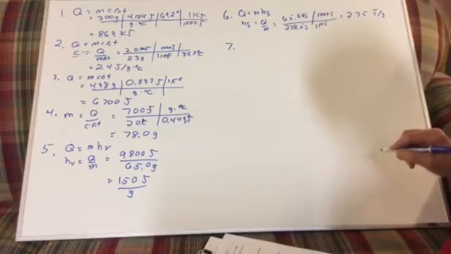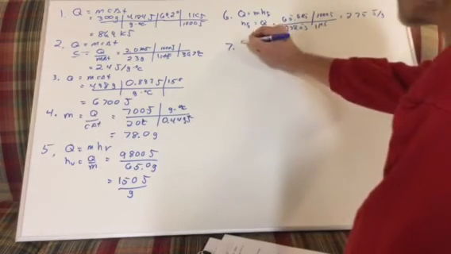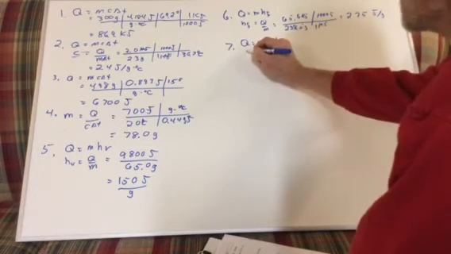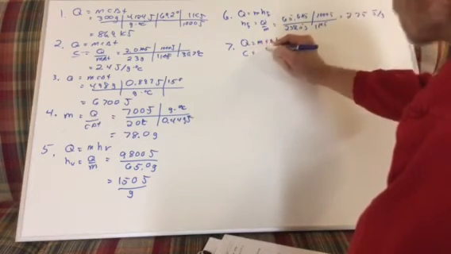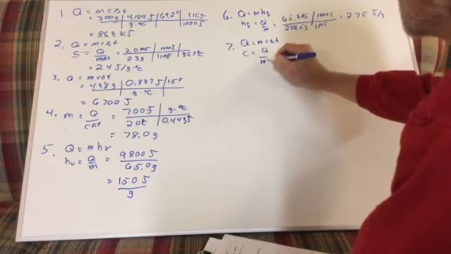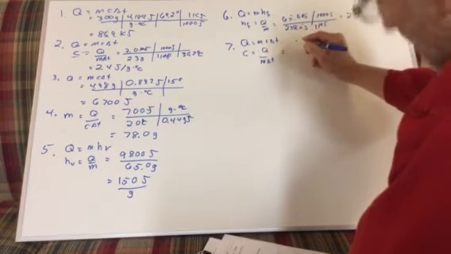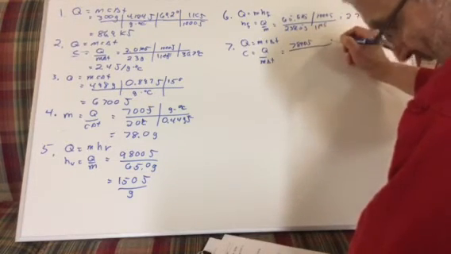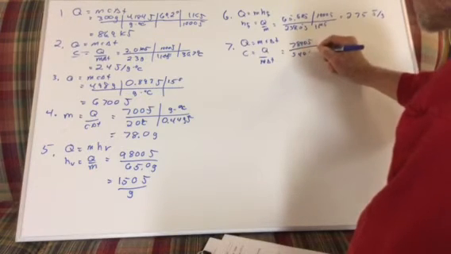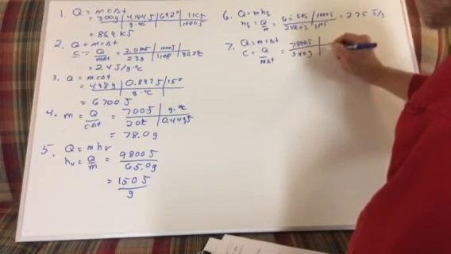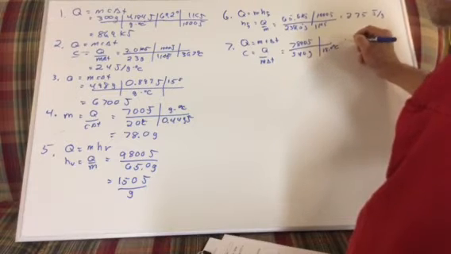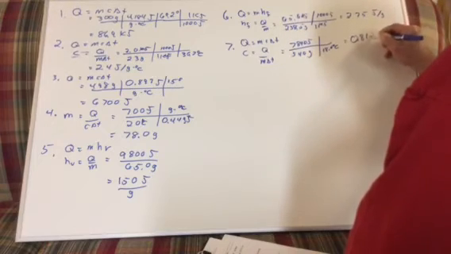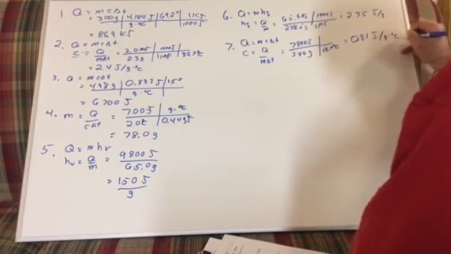Number 7, you're asked to find C. So Q equals MC delta T. C equals Q over M delta T. Q is 7,840 joules. The mass is 540 grams, and the temperature change is 18 degrees Celsius, and we get 0.81 joule per gram degree Celsius.